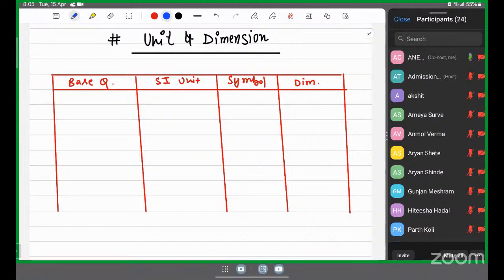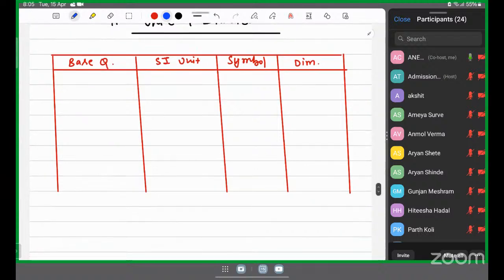On the other hand, we have derived units or derived quantities. These are the quantities which depend on fundamental quantities. So in overall physics, we have only 7 fundamental quantities, and all the physical quantities in physics can be made by using these 7 fundamental quantities. First one is length, whose SI unit is meter. Symbolical representation is m, dimension is L.